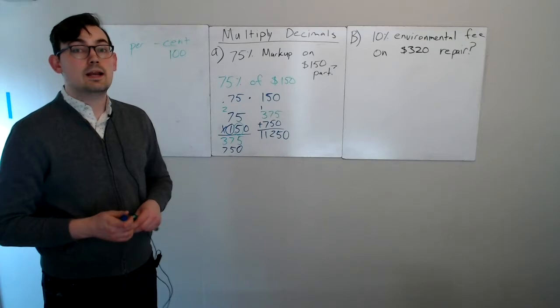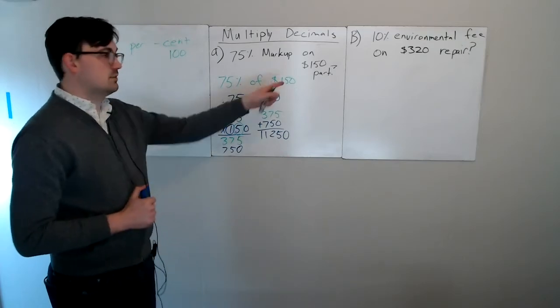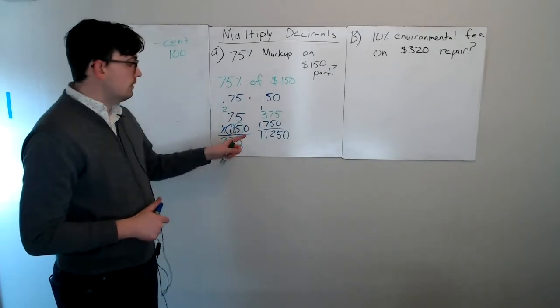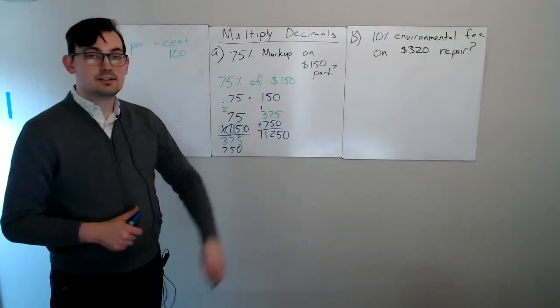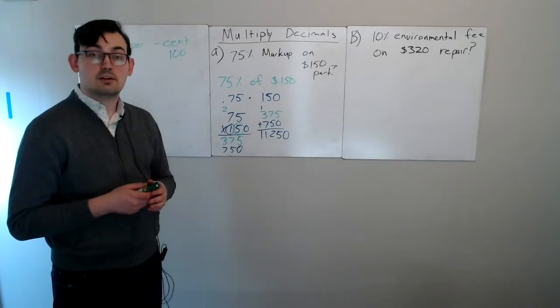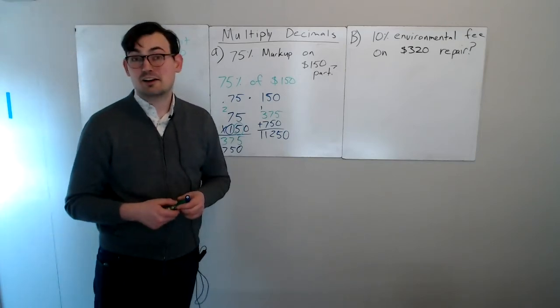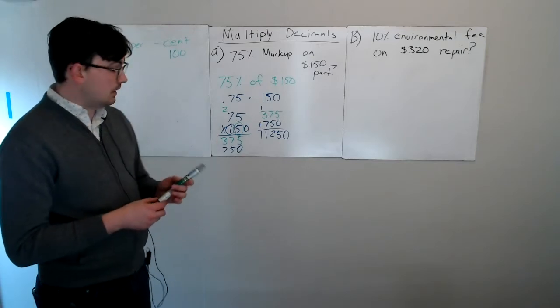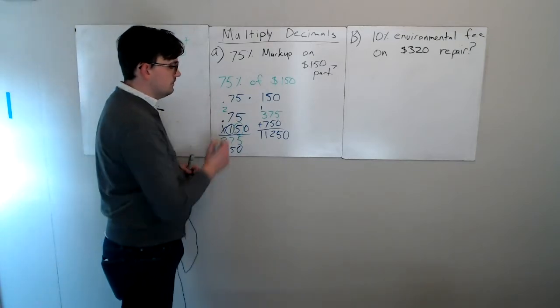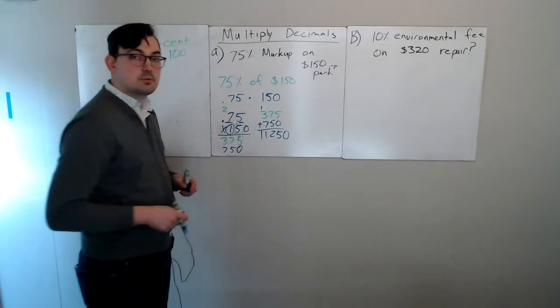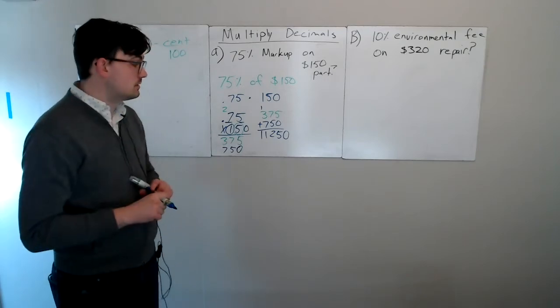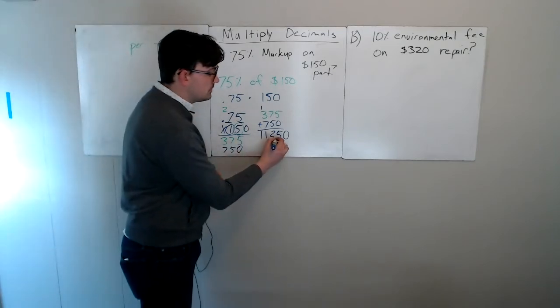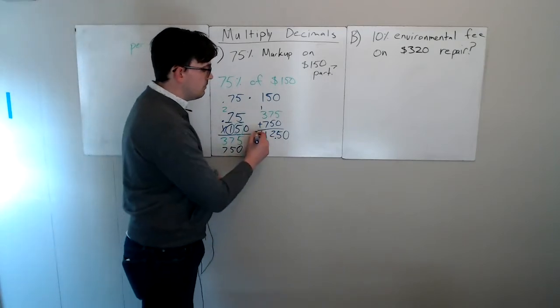Now that number is way too big, right? If I sold you a $150 part for $11,000, you would take your business somewhere else, right? We need to put that decimal back in. The decimal that we left out is here. In this particular case, we've got 2 decimal places. So when we have 2 decimal places, that means we're going to put our decimal place right here. So this is our markup.